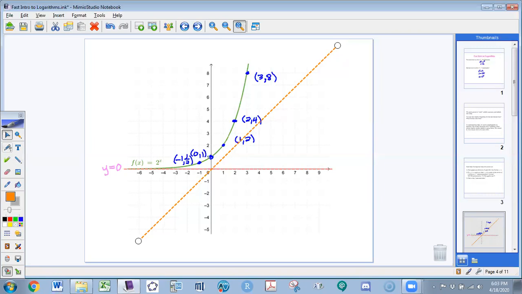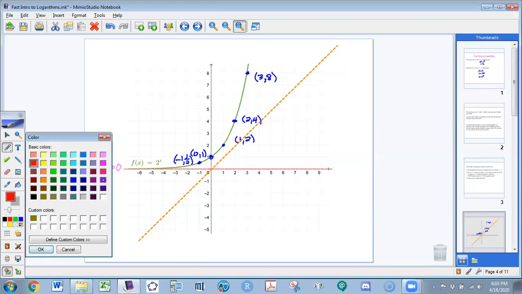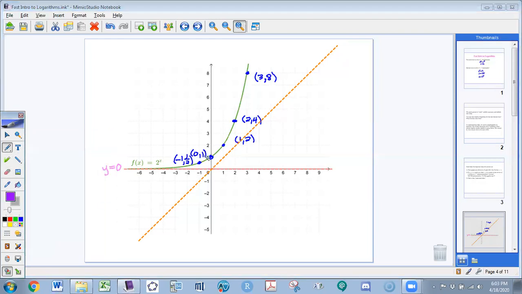So we have that graph, and now we're going to reflect this graph over that line. Or another way of thinking about this is I'm going to switch all of the points that I have. I'm going to switch the XY pairs of all of the points. So instead of 0, 1, I'm going to have 1, 0. Instead of 1, 2, I'm going to have the point 2, 1. I'm going to have the point 4, 2, and the point 8, 3.